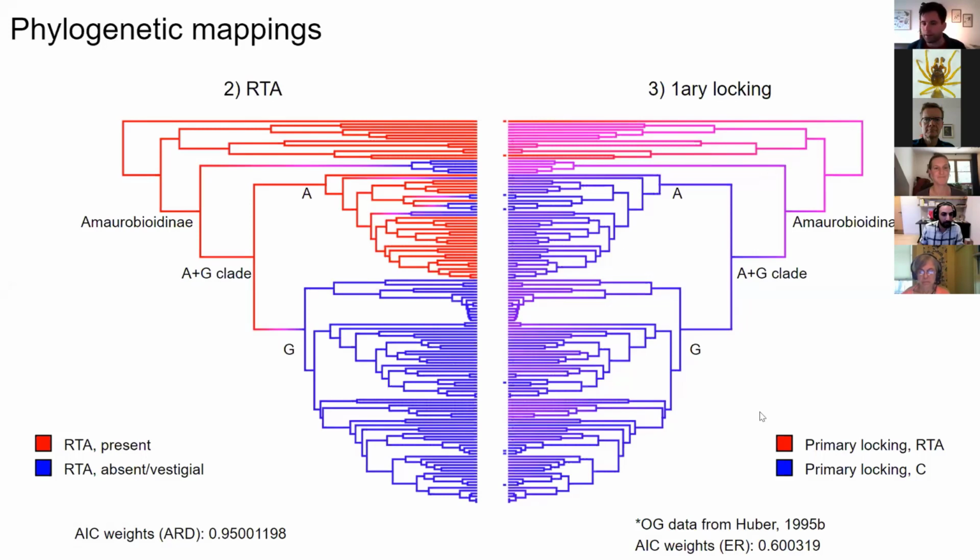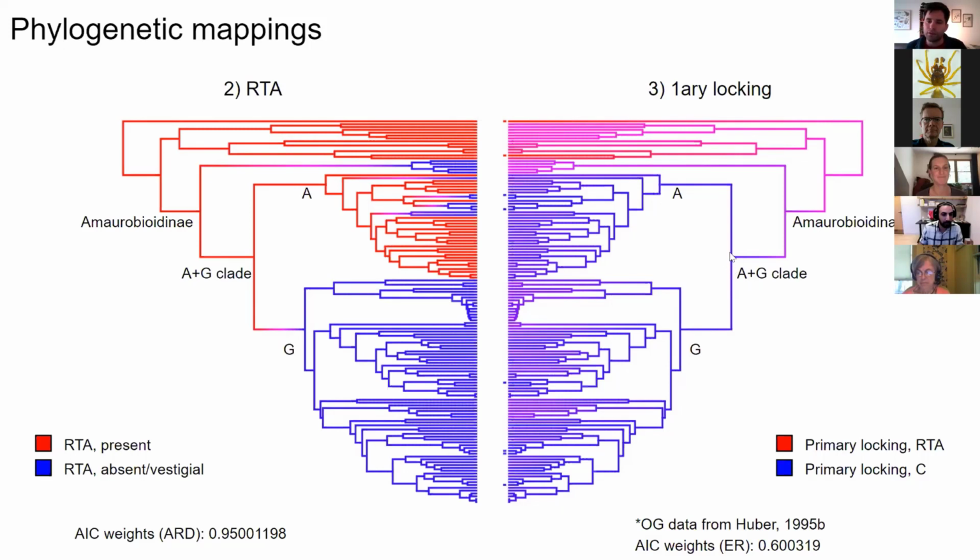functional trait, okay? We coded which male structure is used for primary locking, the RTA or the conductor. For outgroups, we used data from Hoover 1995, who studied Cluvionid and Anyphaenidae. And these blue dots are data from this work. And what they found is really interesting, because we could trace the conductor used for primary locking back to the base of A+G clade as well.